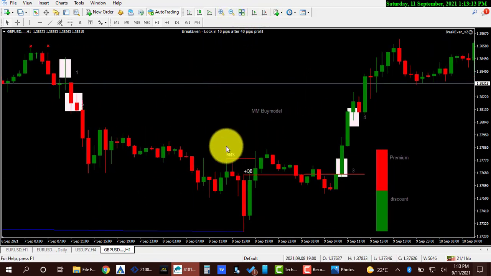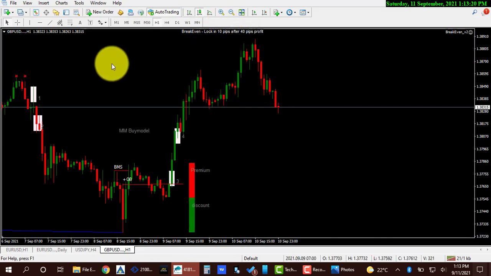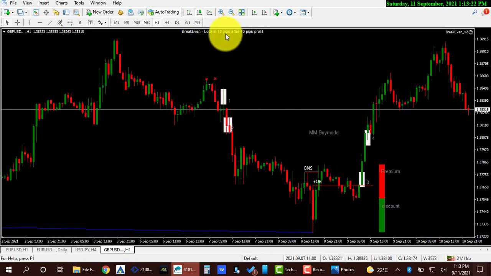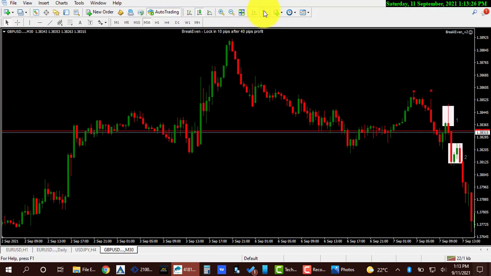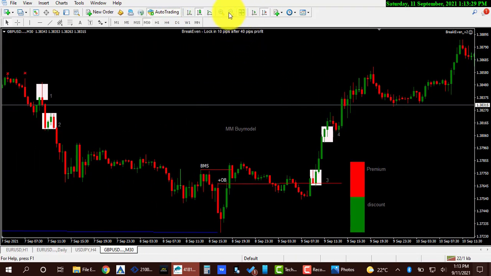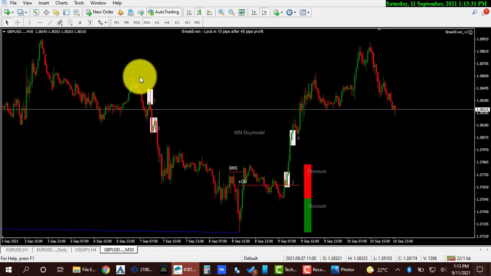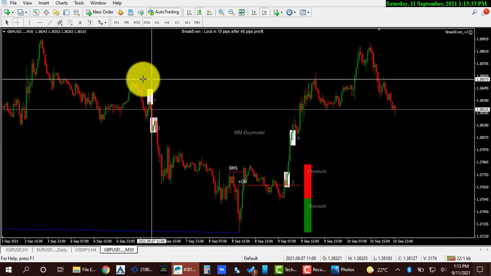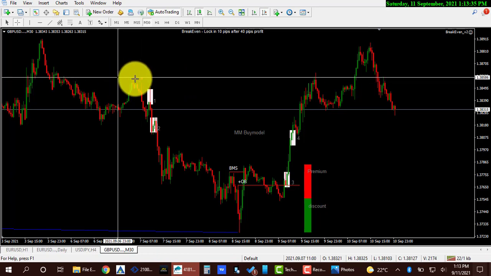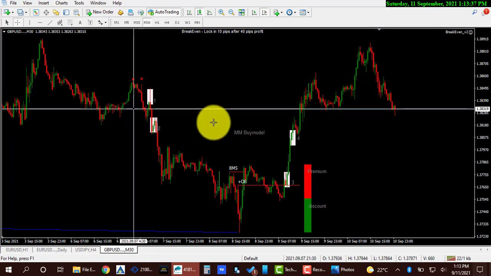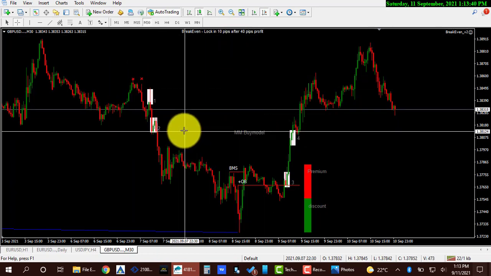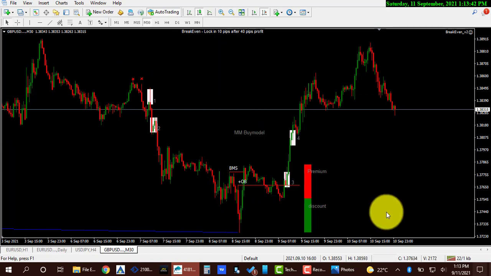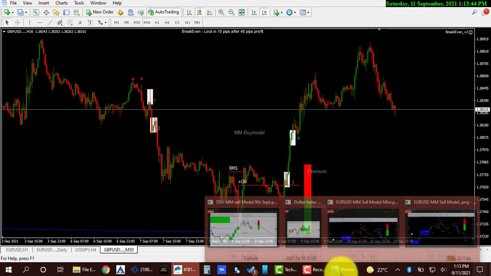So this is the pound. We are having the market maker buy model over there. Drop into the 30 minutes time frame. These highs were my targets over here, and I think I posted some charts on the page as it was being formed.